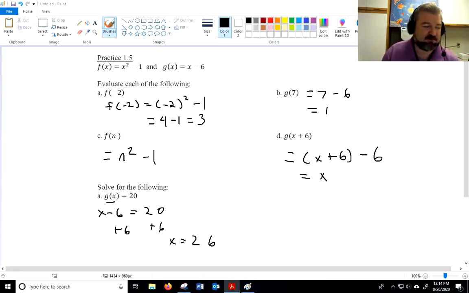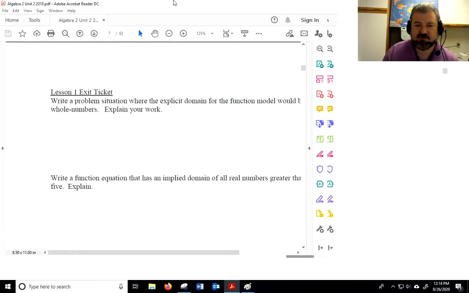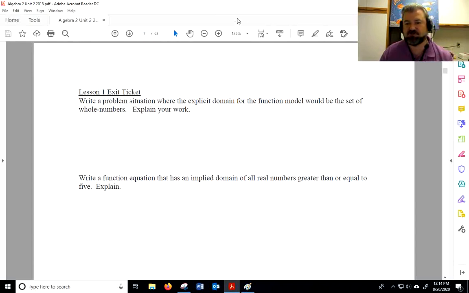Okay, the only thing left for you to do is just consider the exit ticket, which is your own. I want you to write a problem situation where the explicit domain for the function model would be the set of whole numbers. Explain. And then write one where the domain is all real numbers greater than or equal to 5. Ooh, see if you can come up with that. Good luck, and until I see you again, take care.